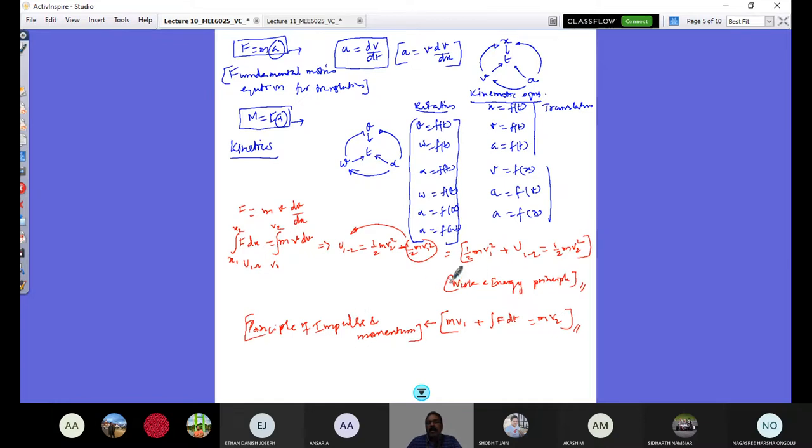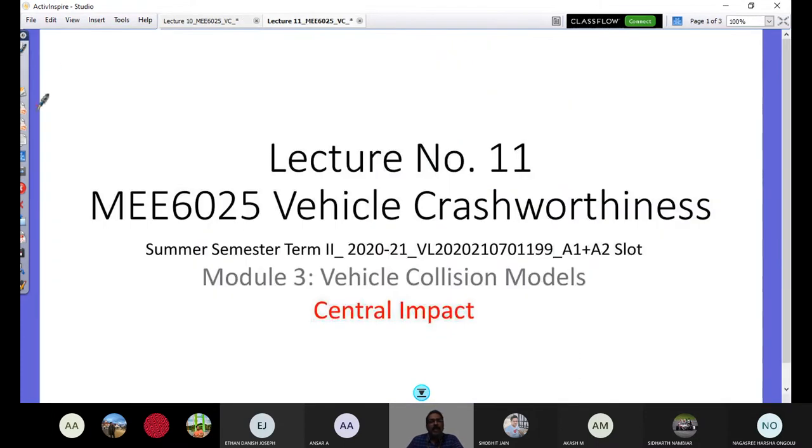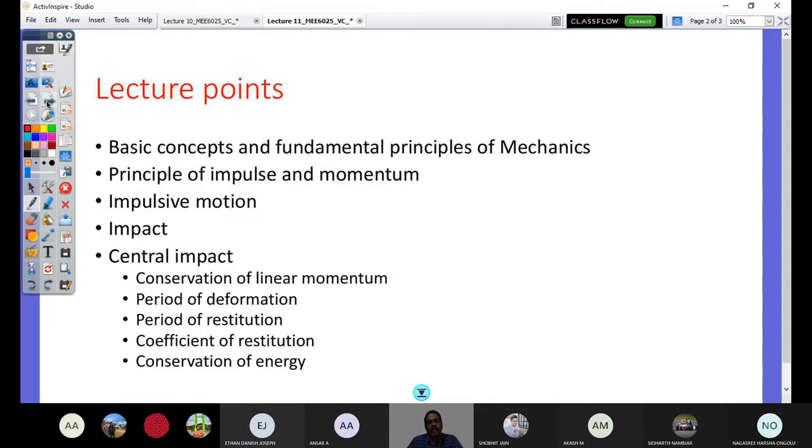We also have another principle, the work and energy principle, which you get from another definition of acceleration in terms of a spatial relationship. Here you don't see an explicit time derivative; rather you have the velocity gradient. So dv by dx, the velocity gradient, multiplied by the velocity of the particle gives you acceleration. If you put this into Newton's second law, you end up with another form called the work and energy principle. These two principles are quite useful in crash evaluation procedures. This is where we stopped in the morning lecture, and let's continue today's lecture in central impact with the lecture points shown in this slide.